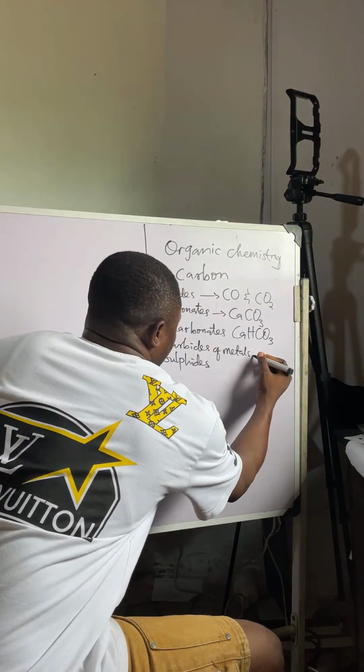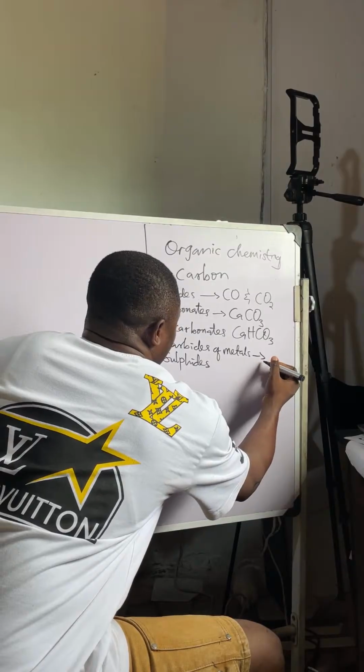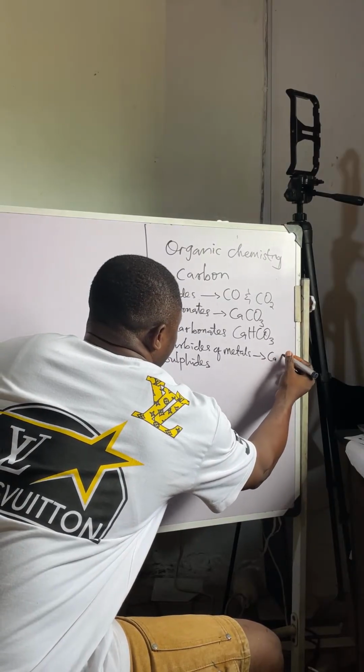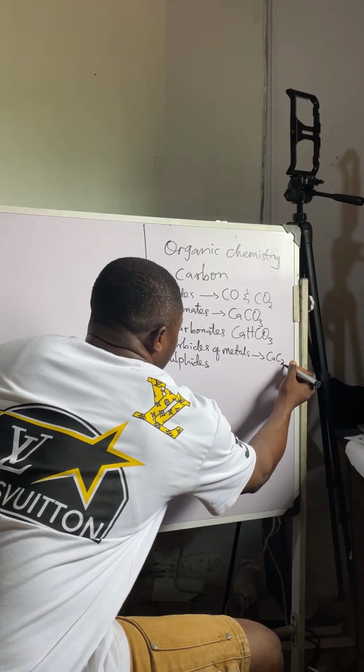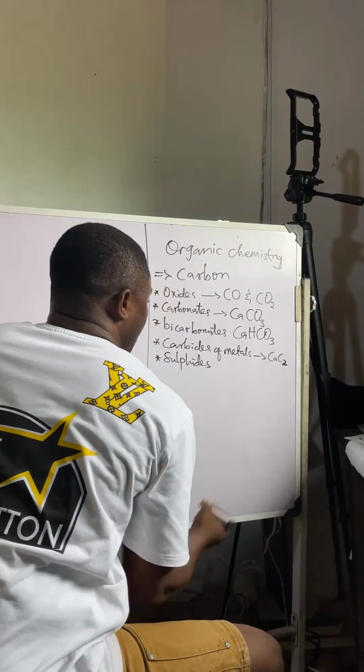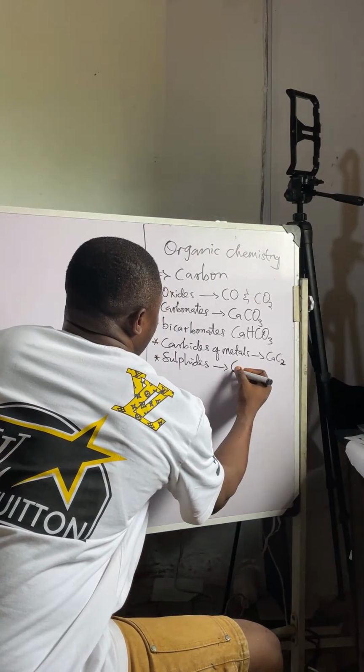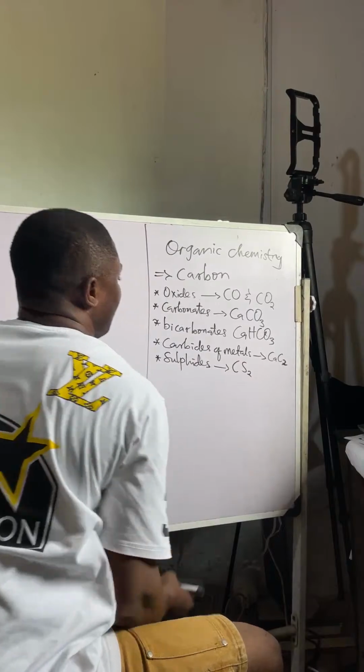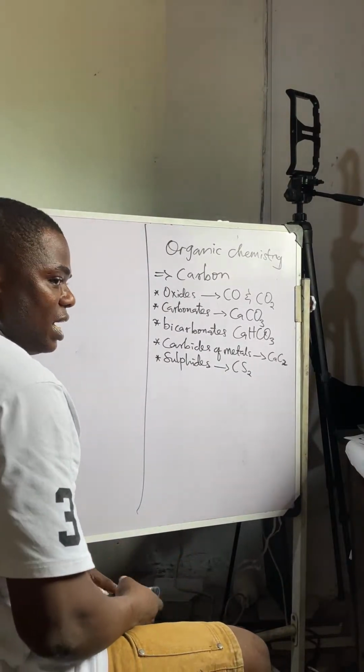Now here you have carbide of metal, calcium dicarbide, CaC2. Of course, this one is carbon disulfide, or carbon(IV) sulfide, CS2.